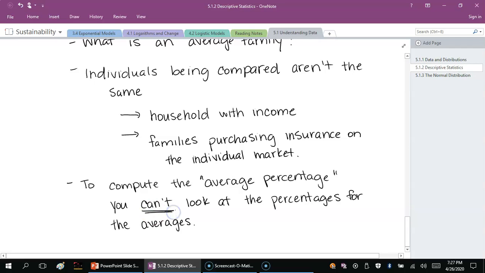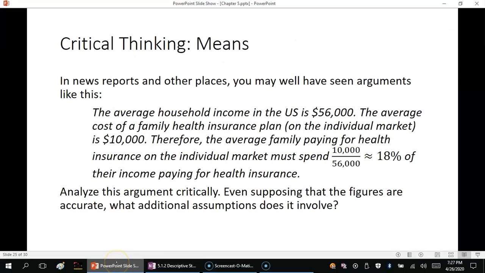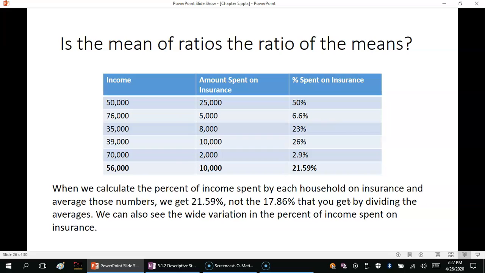And I want to explain this to you in two ways. Let me start with something concrete. Let's go back to our PowerPoint and our example where we're just saying, yes, okay, I accept that the household income averages out to $56,000, and I accept that the average amount spent on a family health insurance is $10,000. Even from that, I can't conclude that on average these families are spending 18% of their income paying for health insurance. And let me show you an example.